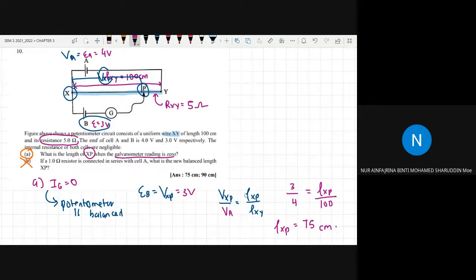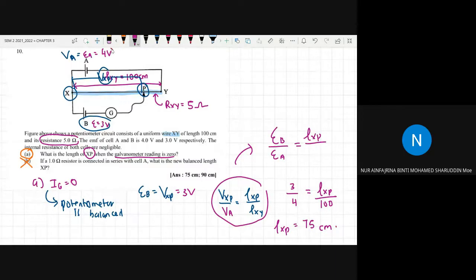Or if you don't want to use this formula, awak boleh pakai lagi satu. Sama juga. So EMF B divided by EMF A. So kita tahu EMF B ni akan sama dengan 3 volt lah kan. And then EMF A adalah 4 volt. Dan kita tahu EMF B ni dia akan sama dengan voltage across XP. Sebab XP ni adalah di mana awak akan dapat galvanometer awak reading ni 0, which is potentiometer is balanced. So dia akan samalah dengan length XP.